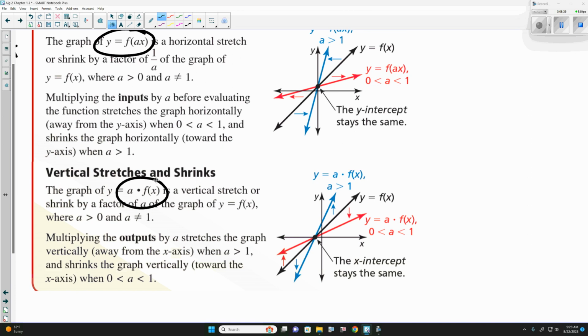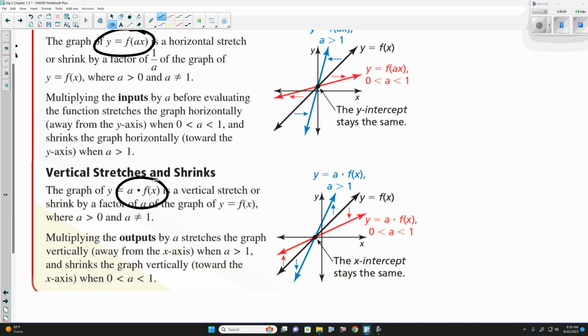Horizontal stretch and shrink. We said anything inside parentheses or absolute values is the opposite of what we think, yes? Now, if we look at the definition, the graph of y equals f of a x is a horizontal stretch or shrink by a factor of 1 over a. Not just a, 1 over a.